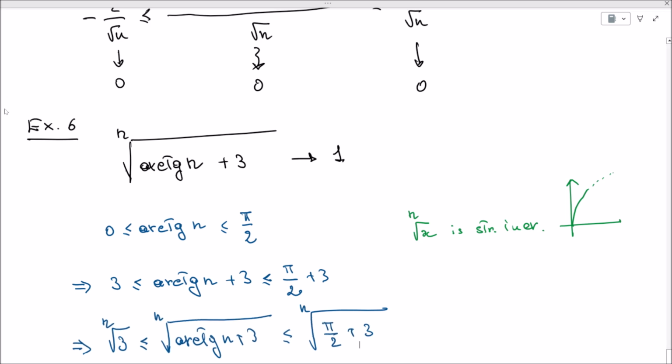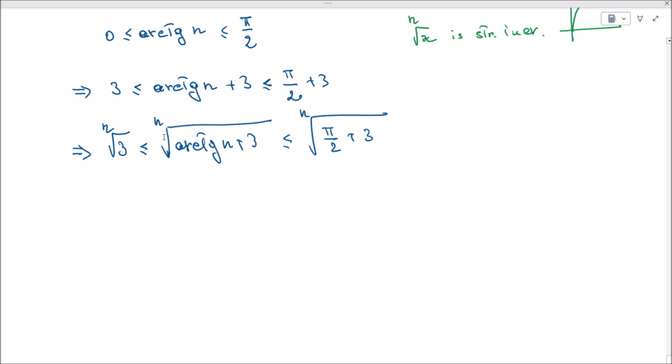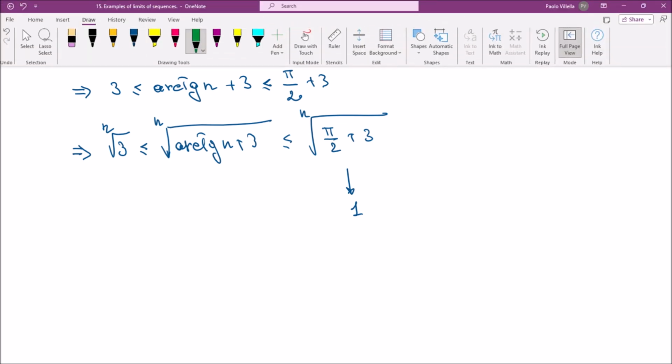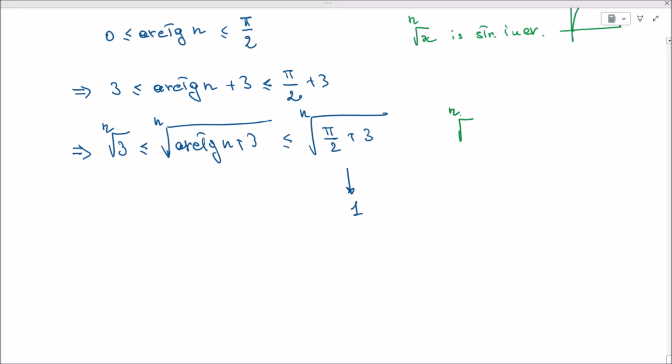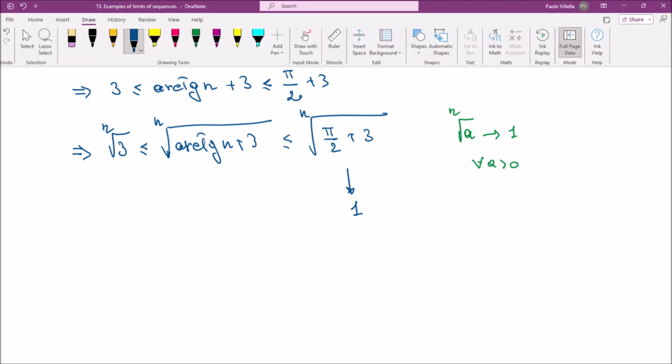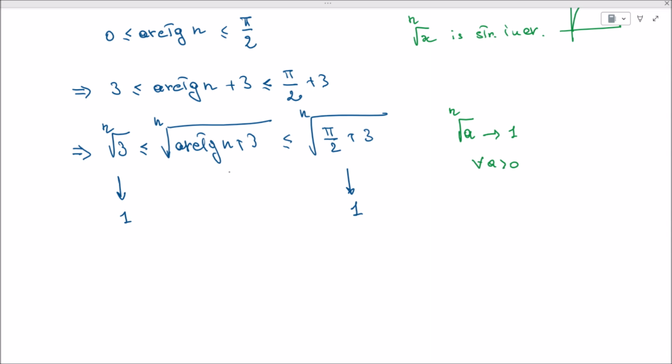And now we know that this will go to 1, right? We just proved that the nth root of a will go to 1 for every a larger than 0, and pi over 2 plus 3 is certainly larger than 0, so that is defined. The same way this will go to 1, and by the squeeze theorem the term in the middle as well will go to 1.